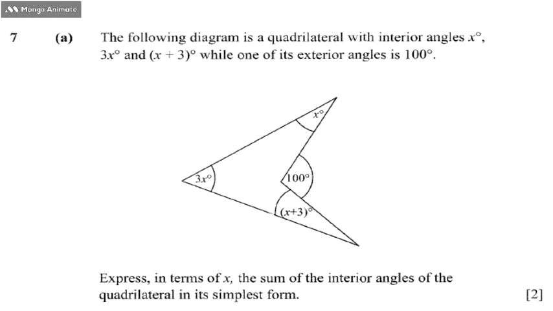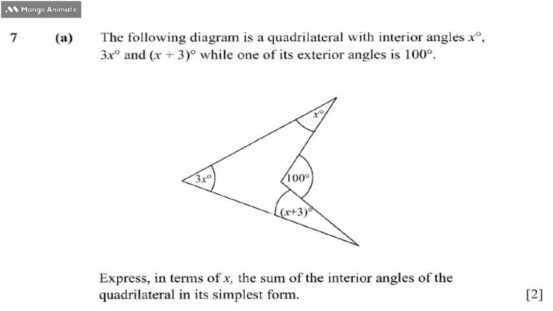Okay, question 7a is as follows. The following diagram is a quadrilateral with interior angles x degrees, 3x degrees, and x plus 3 degrees, where one of the exterior angles is 100 degrees.